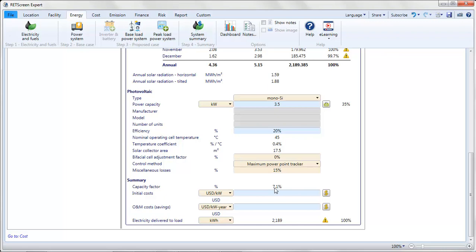Of course, that's much lower than the capacity factor for an on-grid system, because during summertime this system is going to be generating a lot of power that maybe we can't use. So it's just essentially discarded.